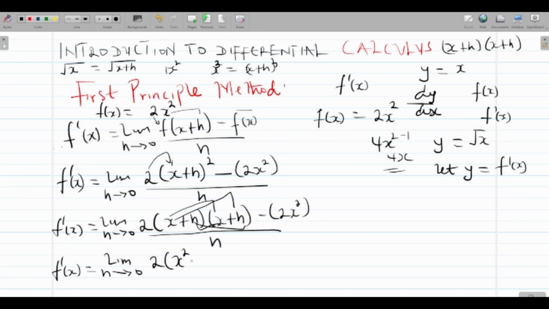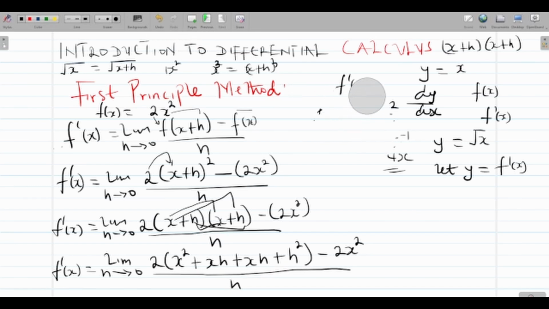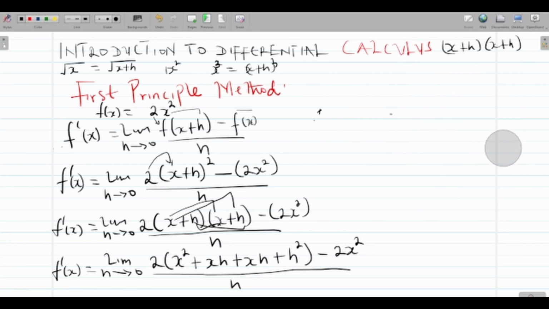Now x times h will give you xh. Next up, h times x. It does not matter the order since multiplication is commutative. h times x will give you xh, and then h times h will give you h squared. We close our bracket, and outside here we have negative 2x squared. I just remove the bracket, and we have all over h. All right, let me clean this part so that we can continue from here.